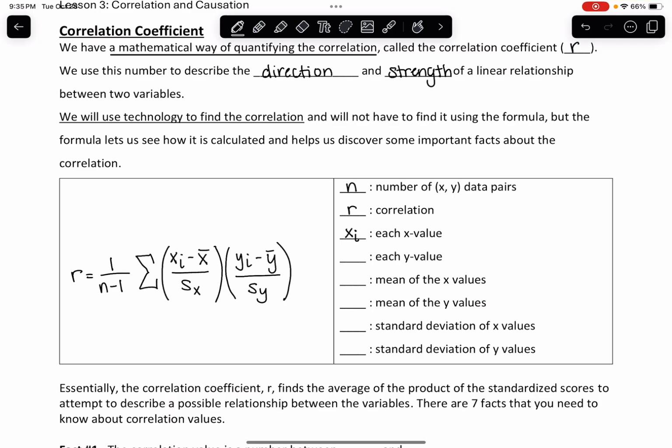X sub i and y sub i are each individual x value and each individual y value. X bar and y bar are the means of the x values and the means of the y values. S sub x and s sub y are our standard deviations.